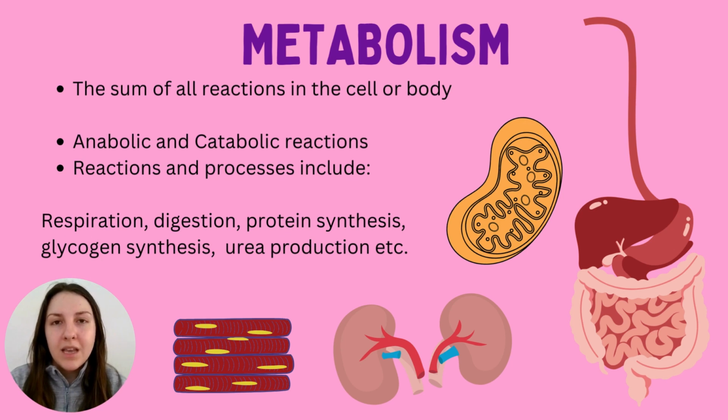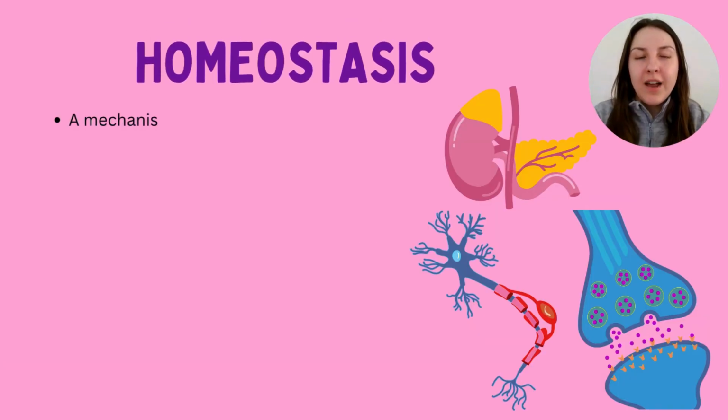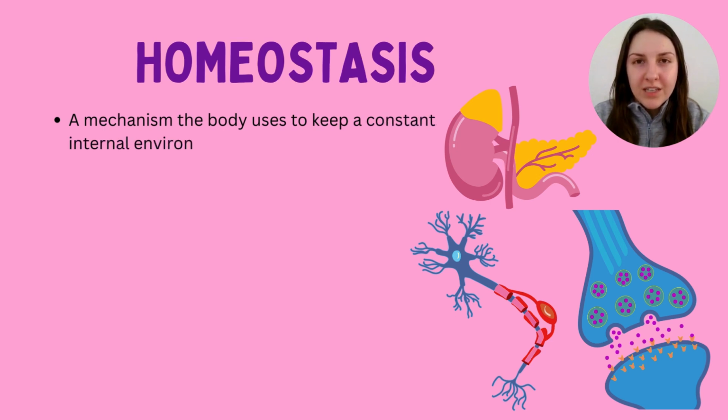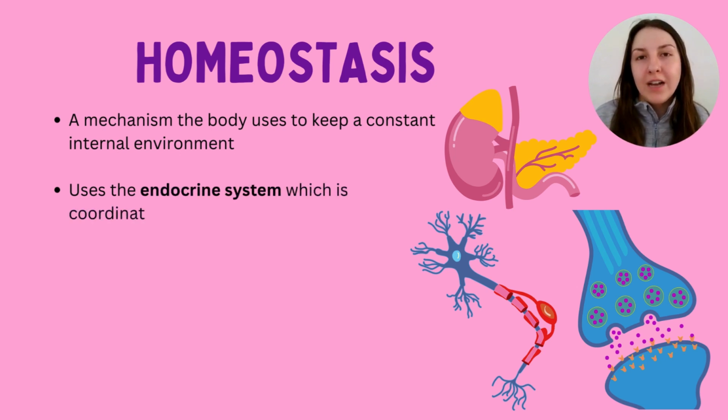But metabolism is an essential part of living structures, and it's just the sum of all different reactions that are going on inside a cell or inside a body of an organism. So all of these different reactions are going on inside the body, but how does our body actually know the different conditions that are needed and how to maintain those optimal conditions? Remember, optimal just means the best condition for a certain reaction to happen.